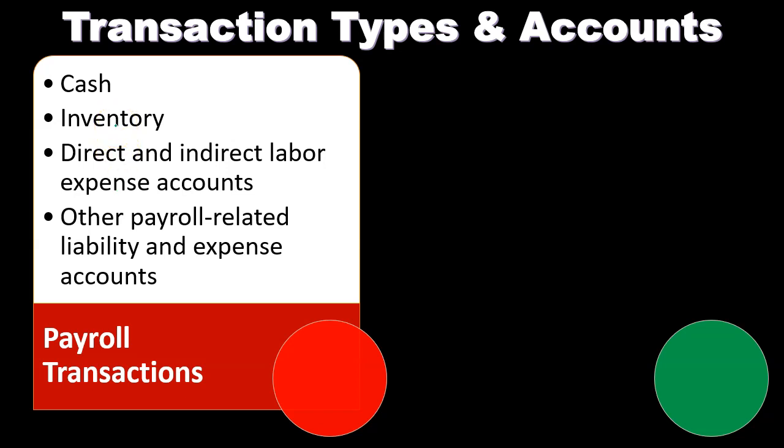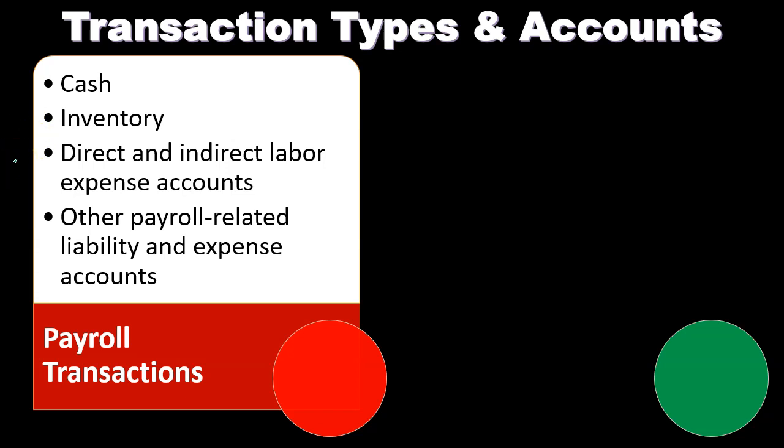So, transaction types and accounts. We have the payroll transactions. Payroll transactions can include, of course, cash. It could include inventory. For example, we might be paying somebody in a production type process and therefore their payroll being part of the cost of the inventory. We could have direct and indirect labor expense accounts.